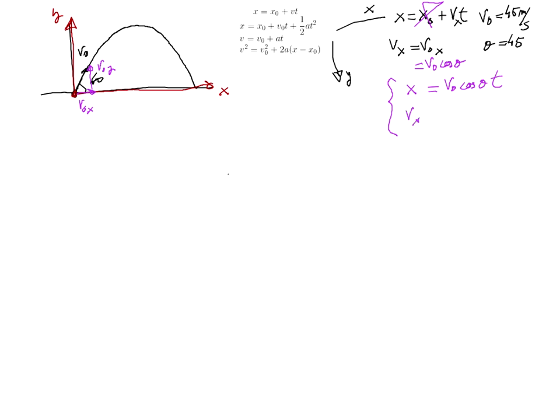And just for good karma, in case we need the velocity at some other time, vx is equal to v0x, which is v0 cosine theta. This one doesn't change. Perfect.